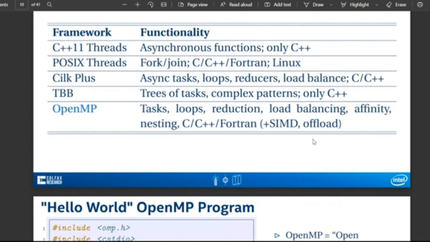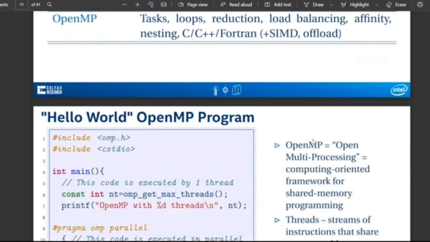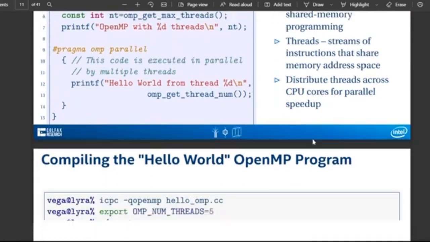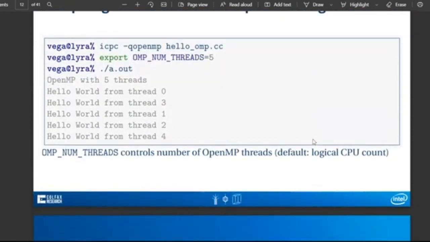We're going to specifically use the Intel implementation of OpenMP, and one of the reasons is that anything we use is going to be the Intel version. So we're using an Intel C++ compiler here. We're also going to use the Intel OMP library, and the Intel MPI library.